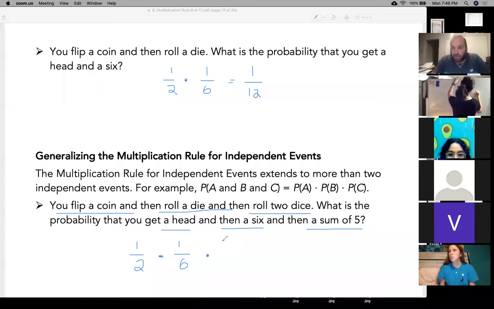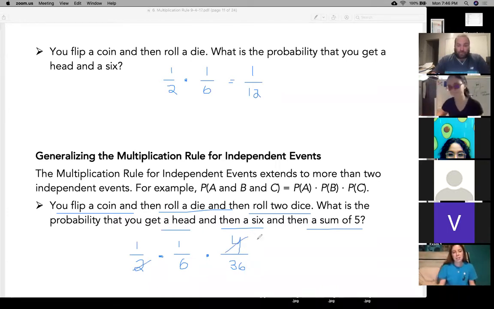What is it? 2 over 6? No, it's out of 36. I need the chart. There are 2 dice now. How much? 4 out of 36. There we go. And then I would simplify. 4 over 2 is 2. 2 over 6 is 1 over 3. And then I get 1 over 108. So there's less than a 1% chance of this happening.